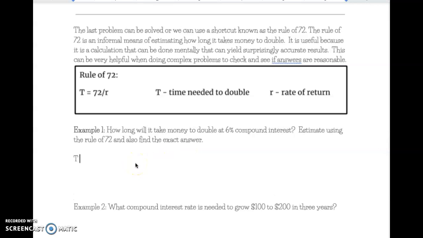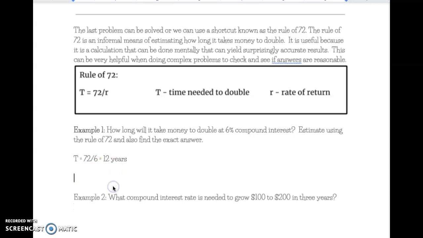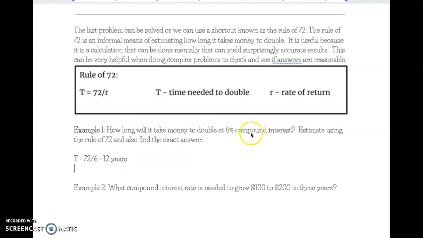So I'm going to find out by saying T equals 72 divided by the rate. Now you would think we would say it's 0.06, but in this case, we're just going to use the rate as an integer. We're just going to do the number. So if it's 6%, we're going to divide just by the number 6. So 72 divided by 6 in this case is 12. Hence, it takes 12 years at 6% compound interest rate to double our money.